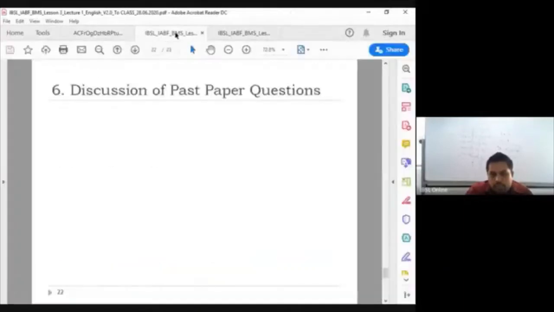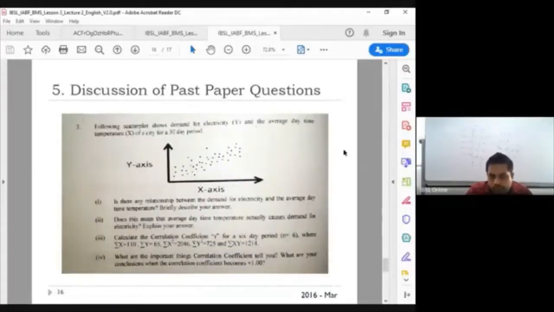Before we wind up today's class, I have just caught one question from 2016 March paper. Okay, I'm going to take a moment here, and we are going to discuss this question just to show you how keen examiners are going to test your knowledge on the areas that will be questioned under central tendency and dispersion. Let me quickly pull up the paper of 2016 March. I'm talking about question number 3.